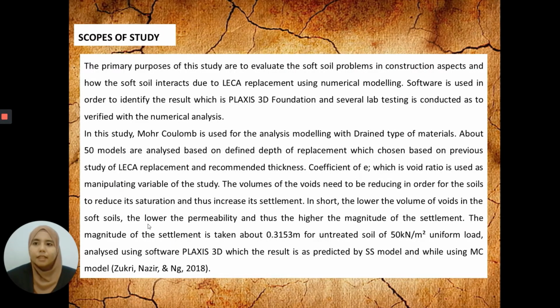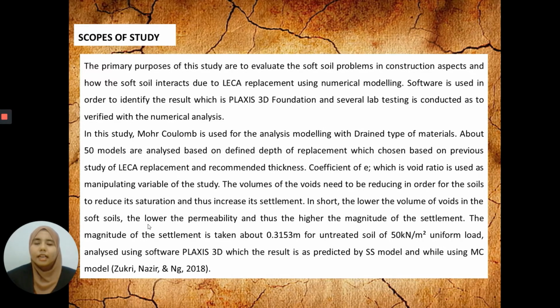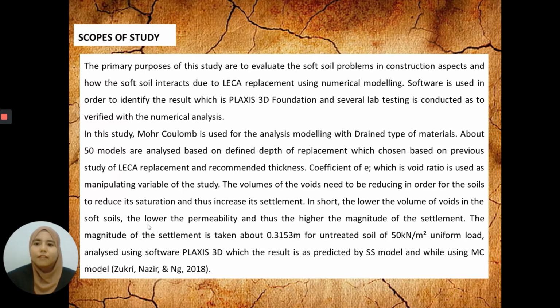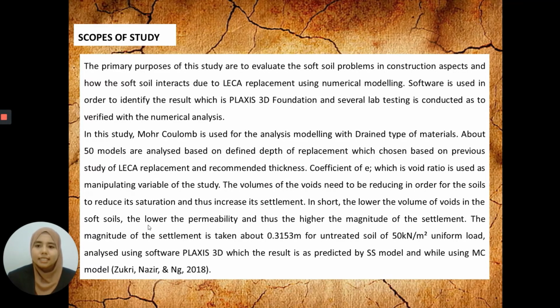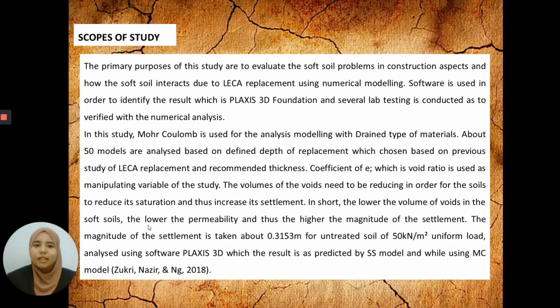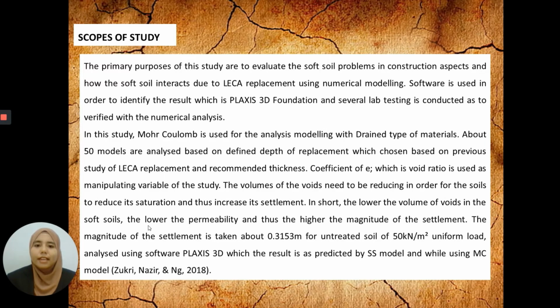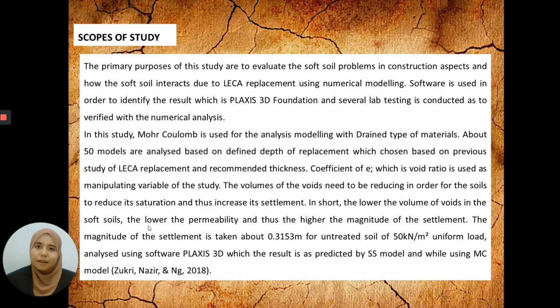This study covers the scope of numerical modeling and lab testing. For the numerical modeling, the software used to identify the result is Plaxis 3D Foundation, and lab testing is used as verification for the numerical analysis. In this study, a more column is used for the analysis modeling with drained type. About 50 models are analyzed based on the defined depth of replacement, which is chosen based on previous studies of leka replacement and recommended thickness.